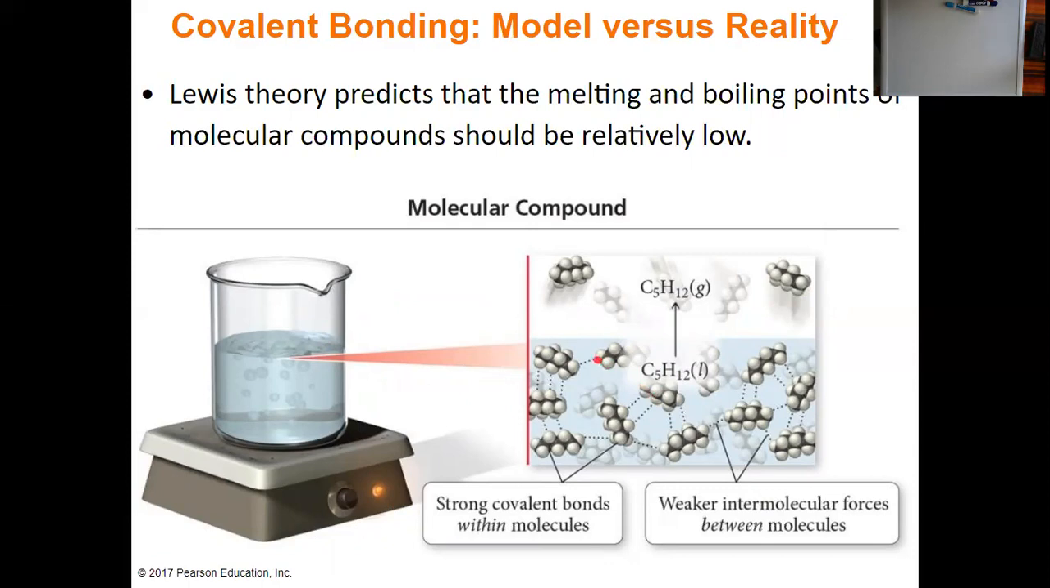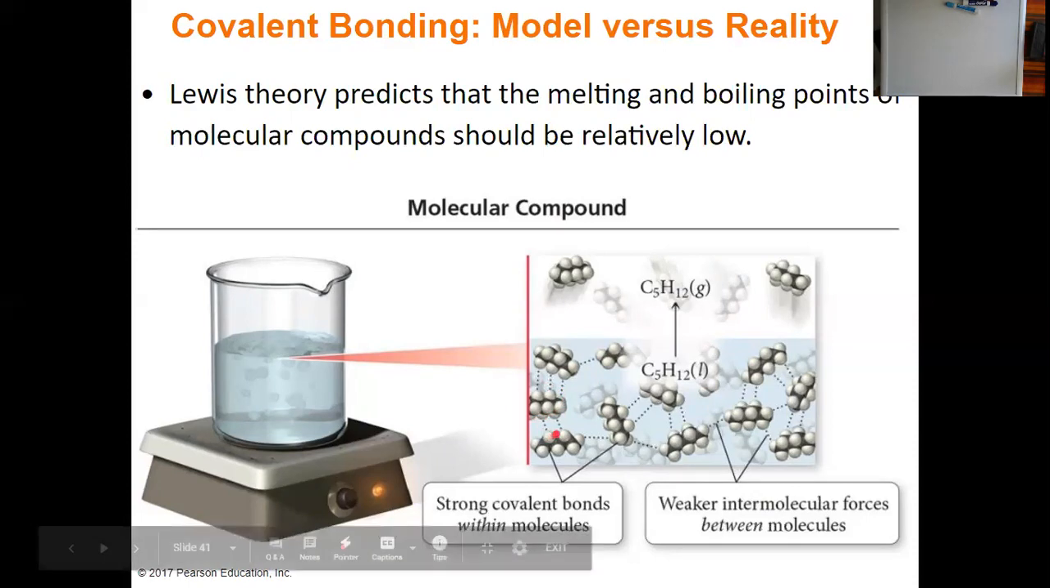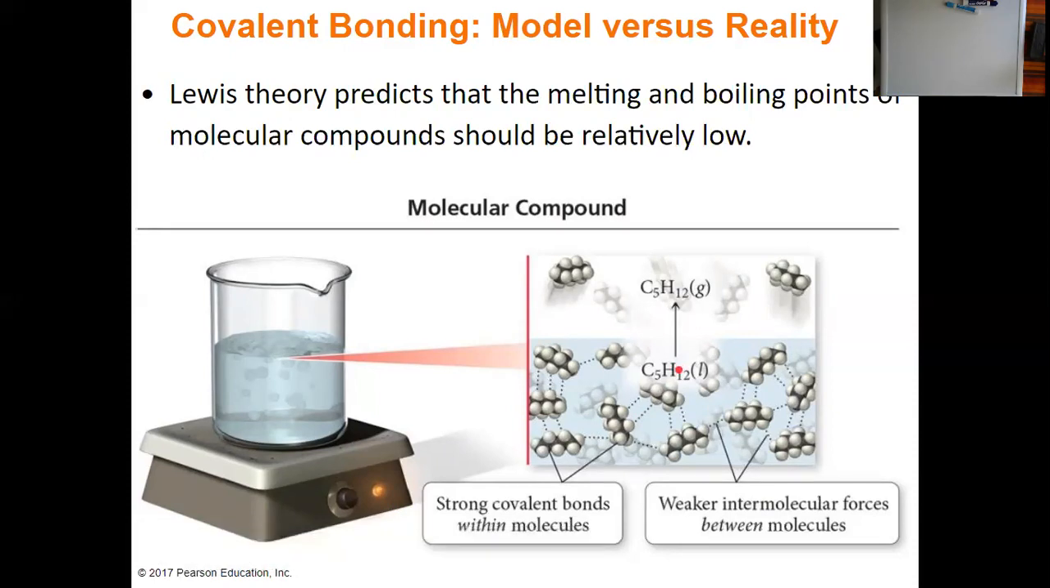So these little dashed lines here represent intermolecular forces. Those are forces that exist between separate molecules of a molecular compound. When you are going to boil a molecular compound, you are trying to break these intermolecular forces apart, okay? But these intermolecular forces are not real bonds. They require much less energy to break than a real bond.